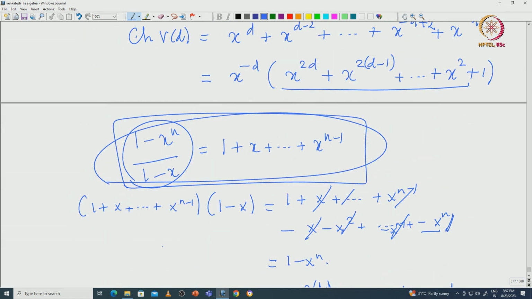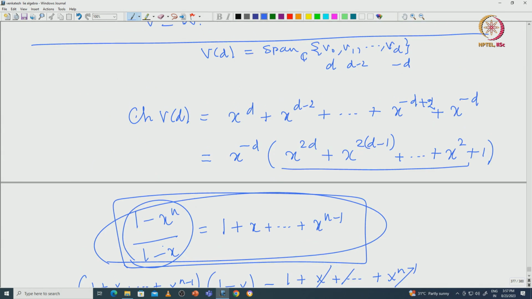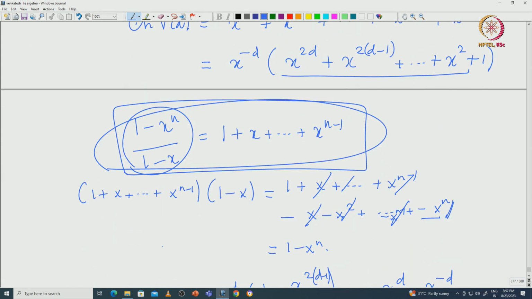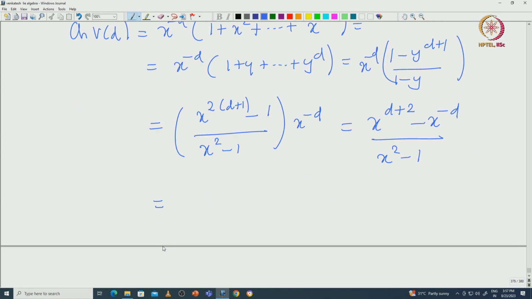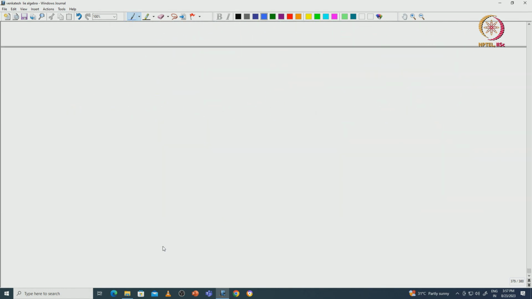Okay, I will leave it to you to think about how to simplify this. It's not hard to simplify, and the simplified form actually looks better. But anyway, without simplifying, you can see that the character of Vd is nothing but x power d plus x power d minus 2 plus etc. plus x power minus d plus 2 plus x power minus d.